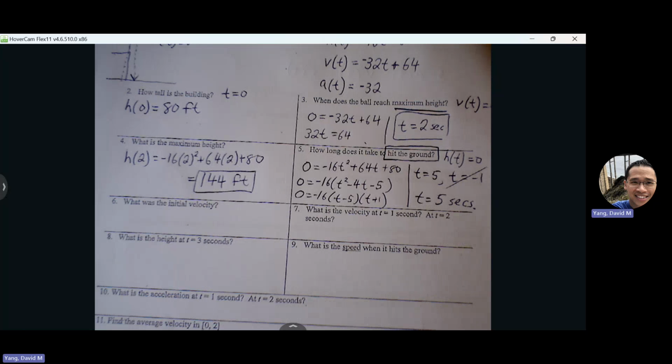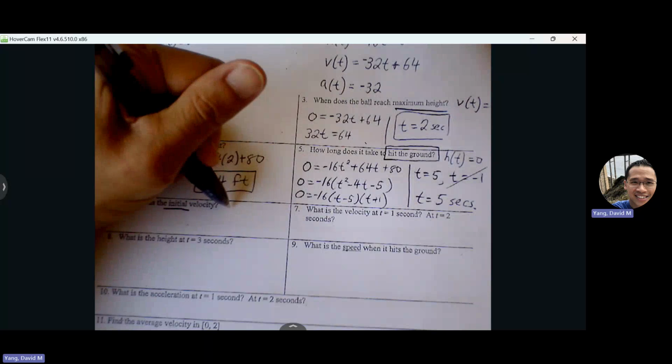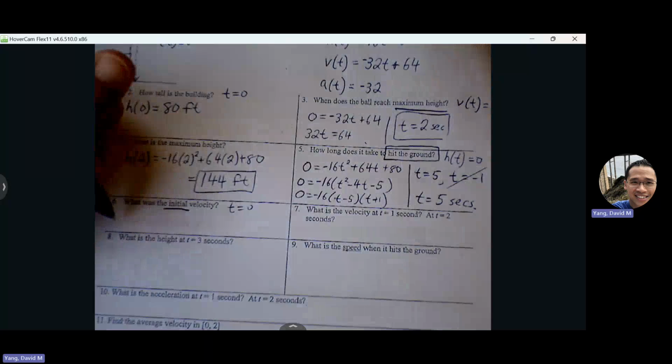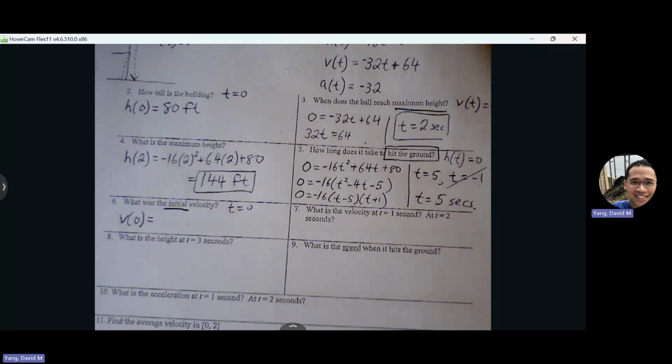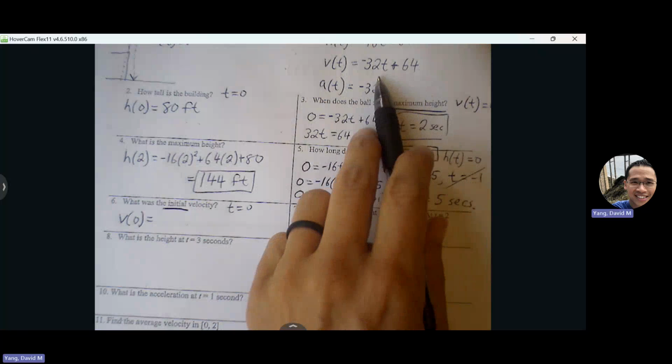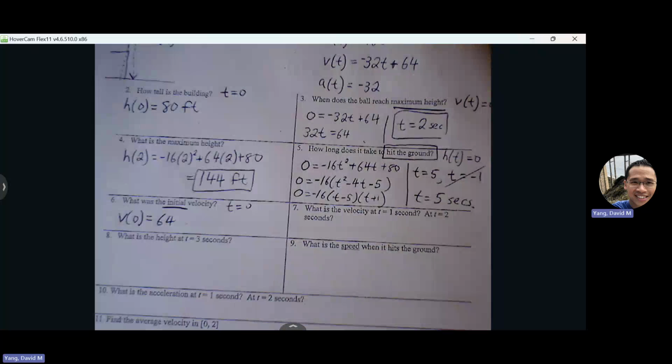All right, number 6. What is the initial velocity? Initial velocity is when time is what? 0. So we just do v of 0, right? So v of 0 is equal to, yeah, this goes away, right? So 64. Units of measure, feet per second. Okay.